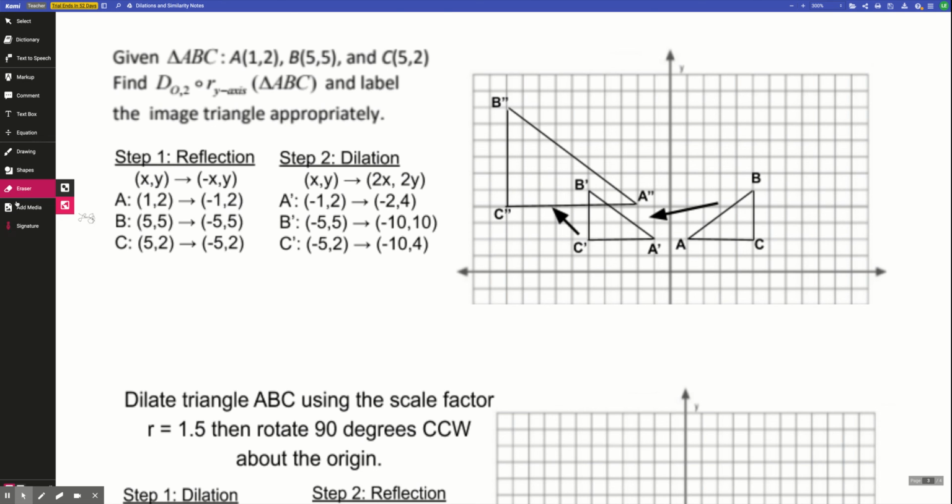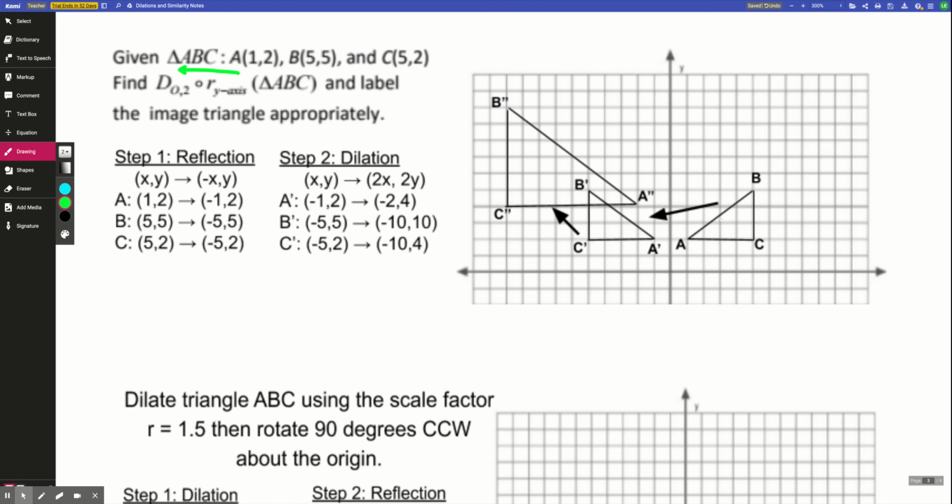So notice I'm always going to read this way from right to left. So I'm going to do this reflection over the y-axis first and then do the dilation. So those are my steps right here. Okay, and I wrote the function out for you so that way you could see how the points changed.